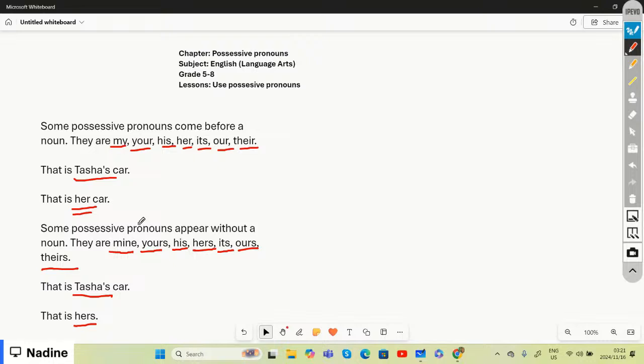All right. And remember once again with possessive pronouns.